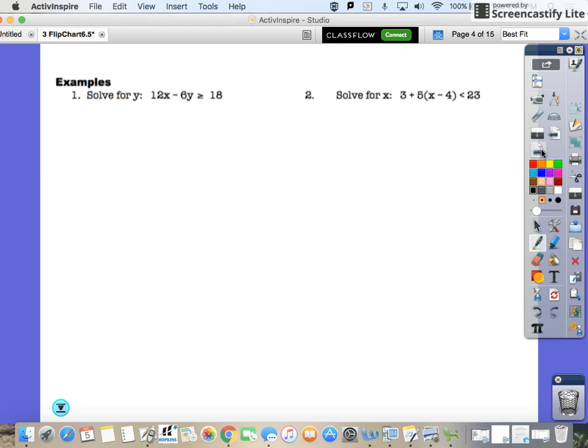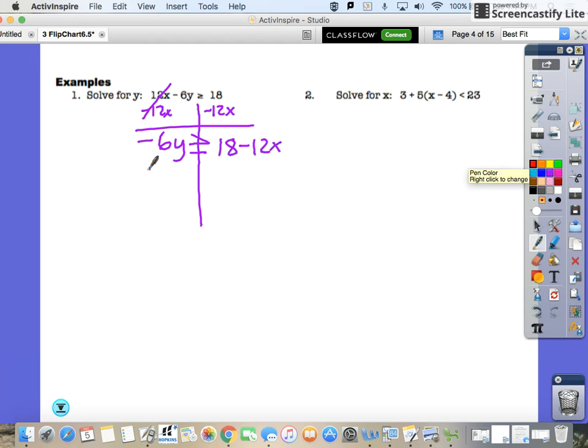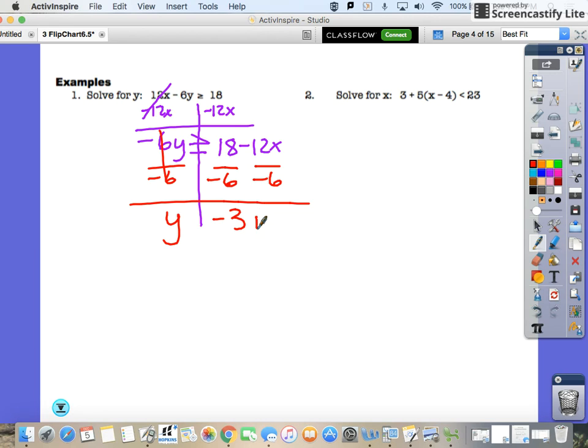All right, so let's look at a couple examples here. We want to solve for y, so we want to get y by itself. So the first thing we'll do is get rid of this. So what I would do is I would minus 12x on both sides. So we have negative 6y is greater than or equal to 18 minus 12x. Then I would divide by negative 6 on every term. So we get y. This is negative 3, and then this is positive 2x because the signs change.